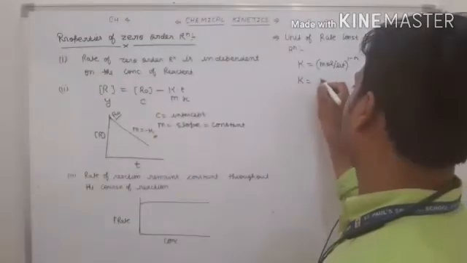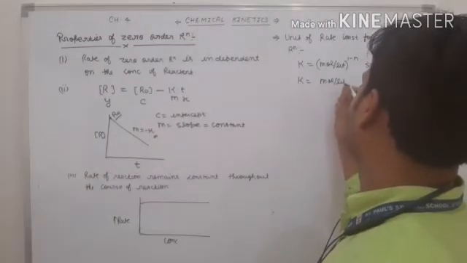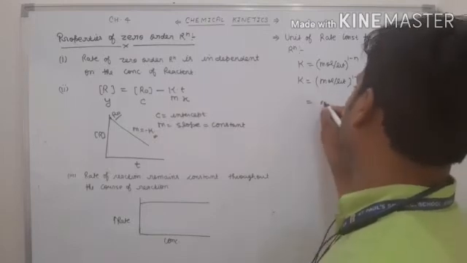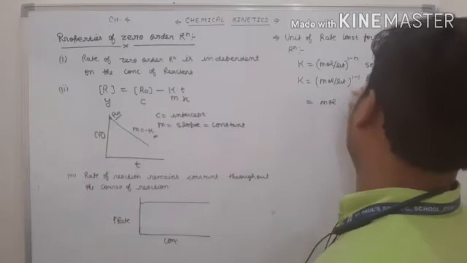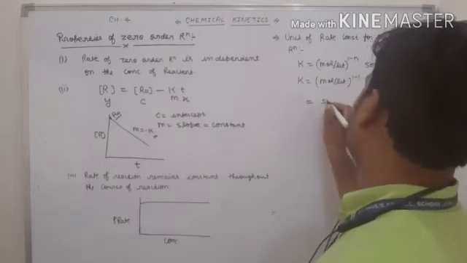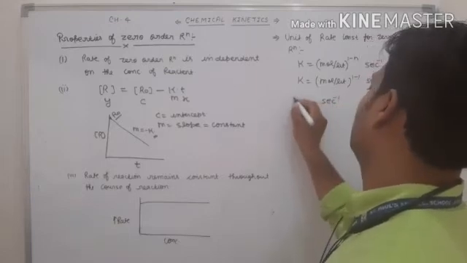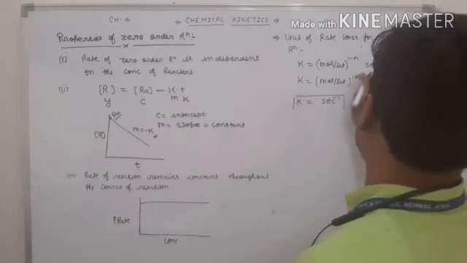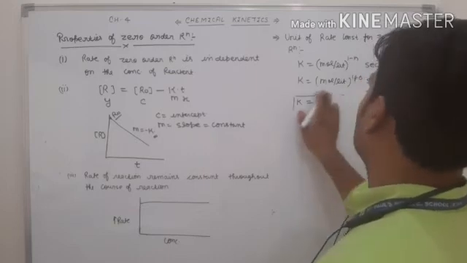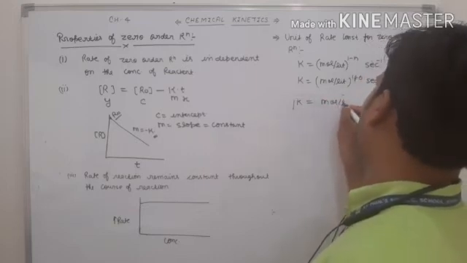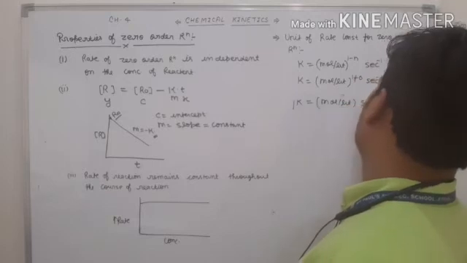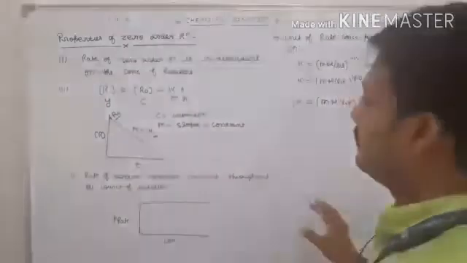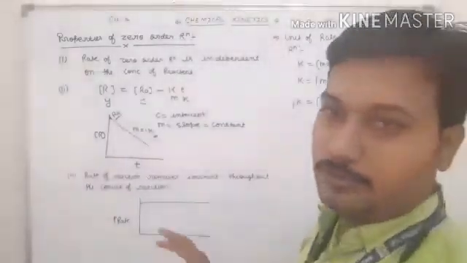So K is equal to mole per liter to the power 1 minus 0, per second. So it is for the zero order reaction, equal to 1 minus 0. So this is the mole per liter per second units. Okay. So finally these are the general characteristics of zero order reaction. All of you get it?